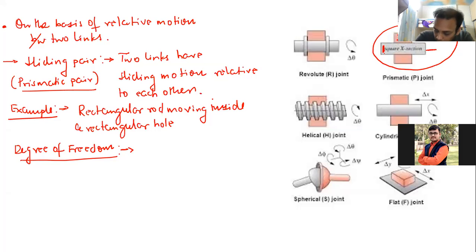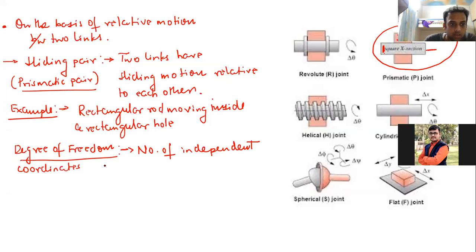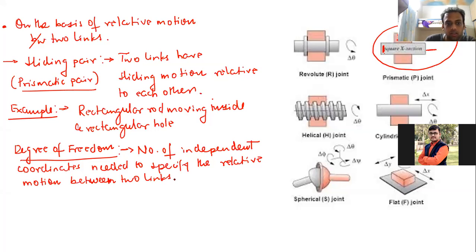So in very simple words, you can define degree of freedom as the number of independent coordinates needed to specify the relative motion between two links. Remember, the number of independent coordinates. Both the definitions given by the students are correct. This is just a more refined definition.